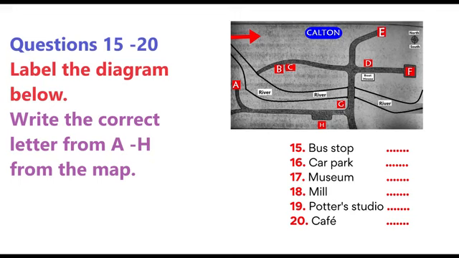Now listen and answer questions 15 to 20. At the center of the Trelore Estuary area is the historic riverside village of Calton. The main road comes into the village from the south, and for those of you who are arriving by bus, it turns left just before the bridge and stops in the lay-by on the left-hand side. From there, it's just a short walk to Calton's various attractions.